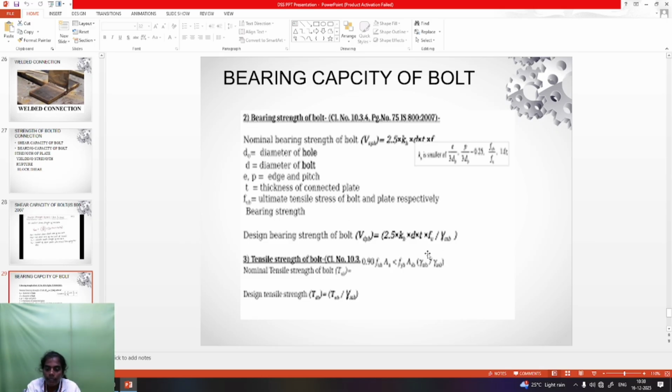The safety factor is on page number 30 in our code book, IS 800. You take the value 1.25 for the safety factor. So apply the safety factor, and the design strength is required; the design bearing capacity is calculated. For this purpose, you resist shear failure and bearing failure. These two strengths are very important for the bolt connection. So these are the bolt strengths.